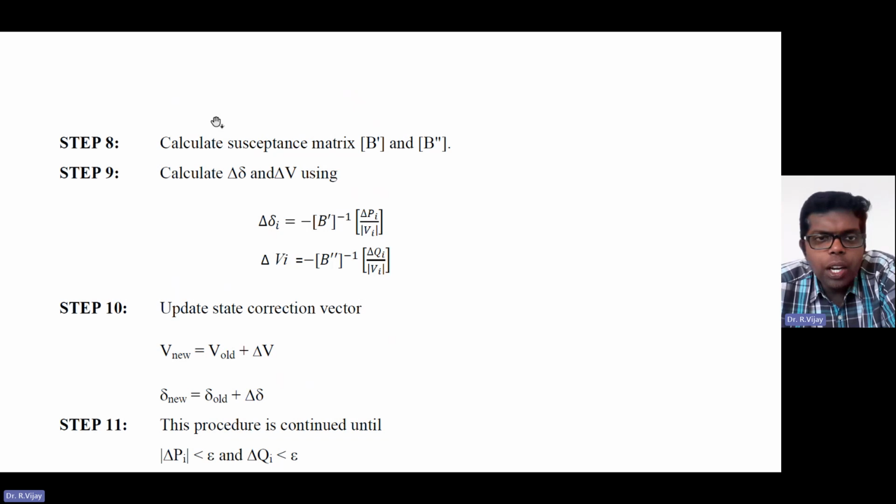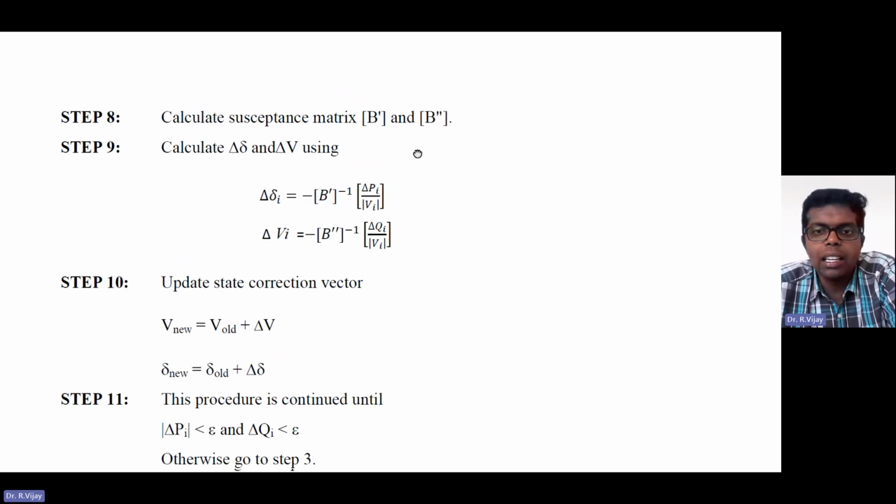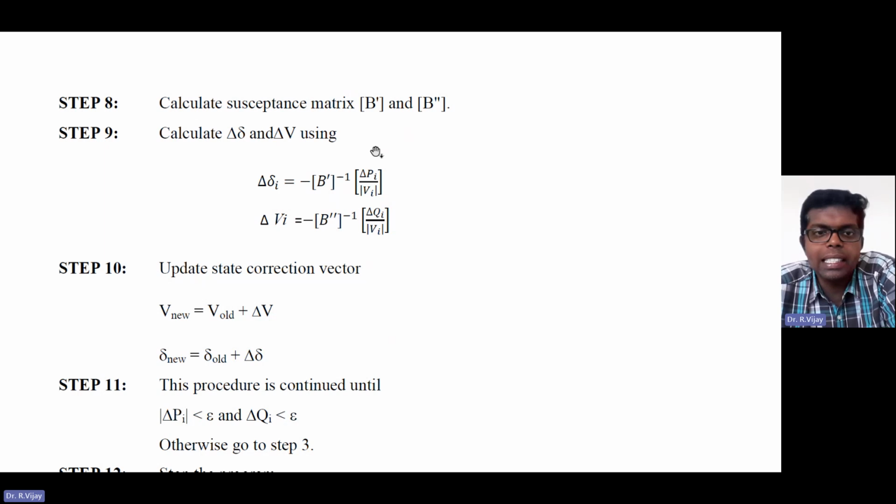Next, from here only this algorithm changes. Up to step number 7, it is common for the Newton-Raphson method. Here, we need to calculate the susceptance matrix. Instead of the Jacobian matrix, we are calculating the susceptance matrix. So calculate the susceptance matrix B dash and B double dash. This is the extra step in this algorithm, B dash and B double dash.